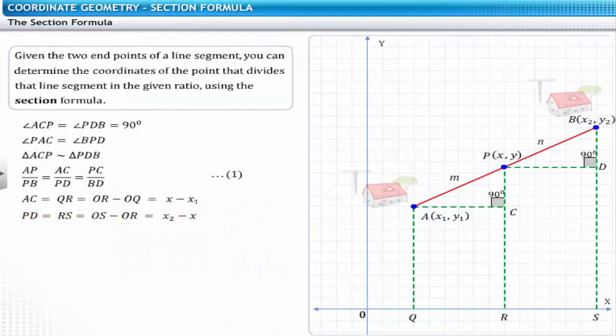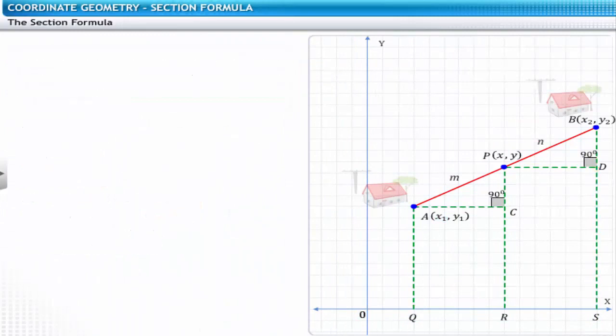Now let's move on to determine the heights of both the right-angled triangles. PC is equal to PR minus CR is equal to y minus y1. Similarly, BD is equal to BS minus DS is equal to y2 minus y.